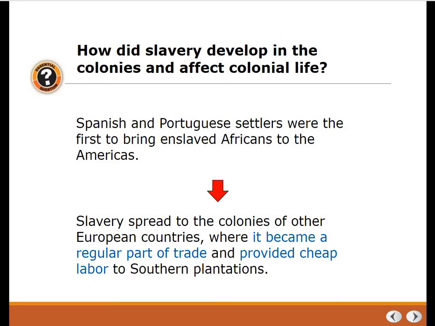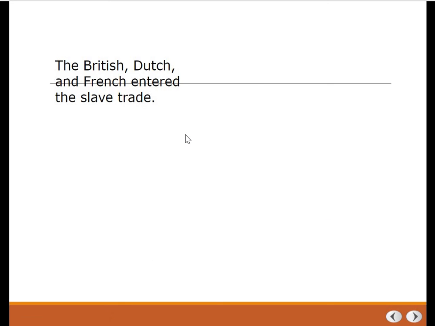Slavery eventually spread to the colonies of other European countries, such as the British, what is now America, and it became a regular part of trade. It provided cheap labor to southern plantations and northern workers. So it very rapidly became adopted by the 13 colonies. The British, Dutch, and French entered the slave trade.